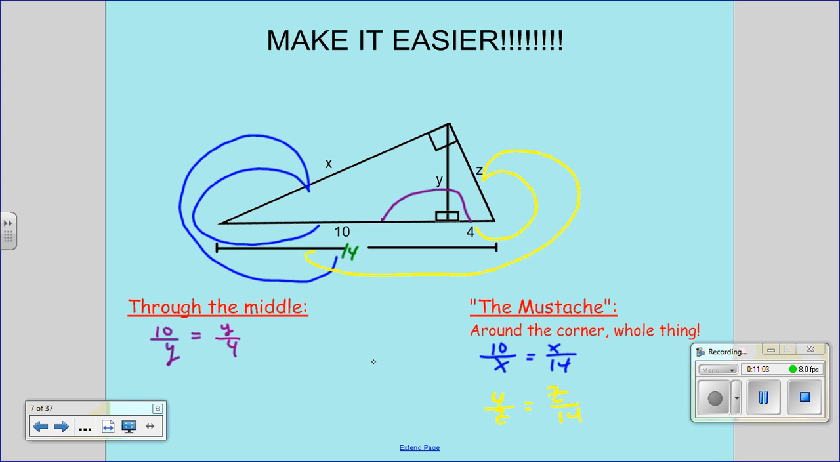So now you can see the 2 curls that form the mustache. So again, I can use through the middle or the mustache. Part to corner, part around the corner, and corner to whole.